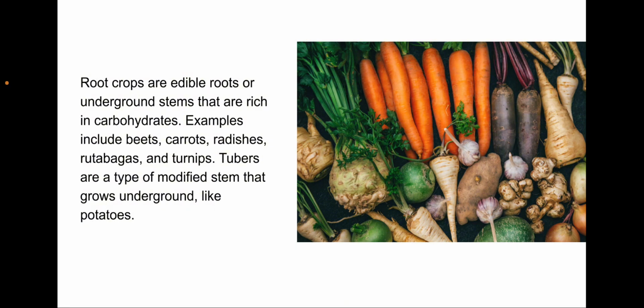Root crops are edible roots or underground stems that are rich in carbohydrates. Examples include beets, carrots, radishes, rutabagas, and turnips. Tubers are a type of modified stem that grow underground, like potatoes.